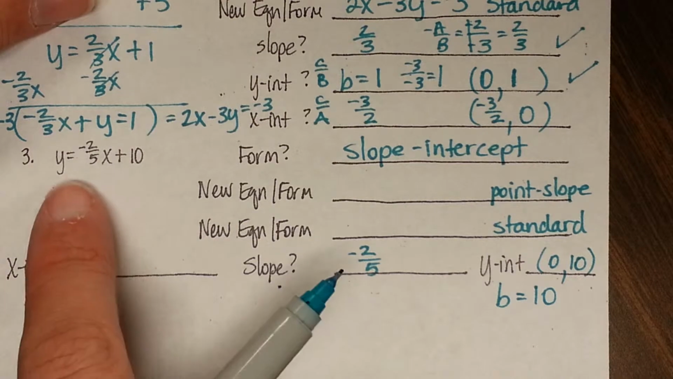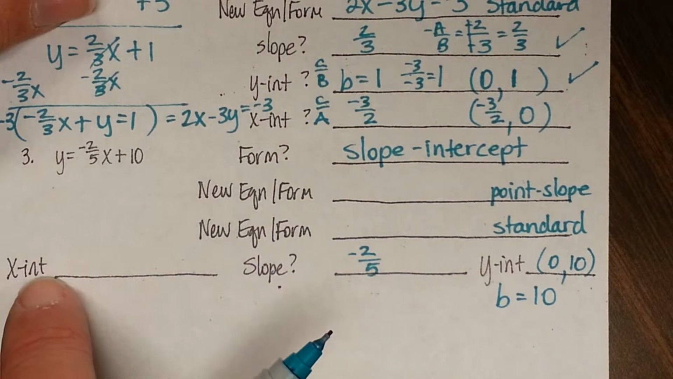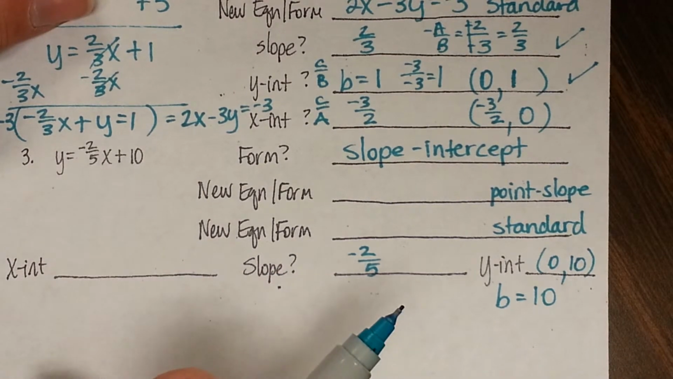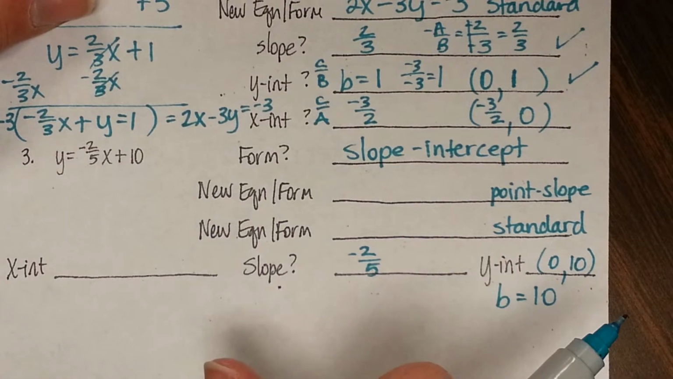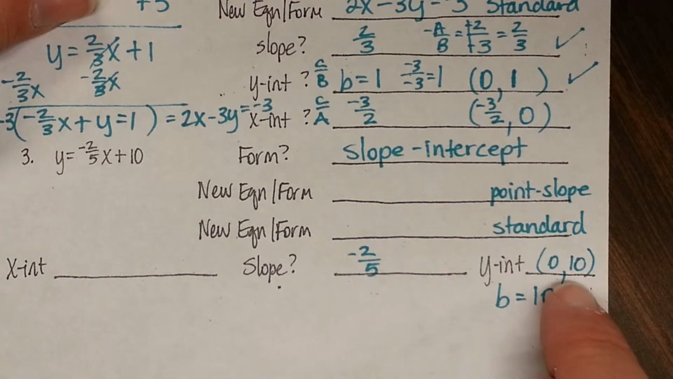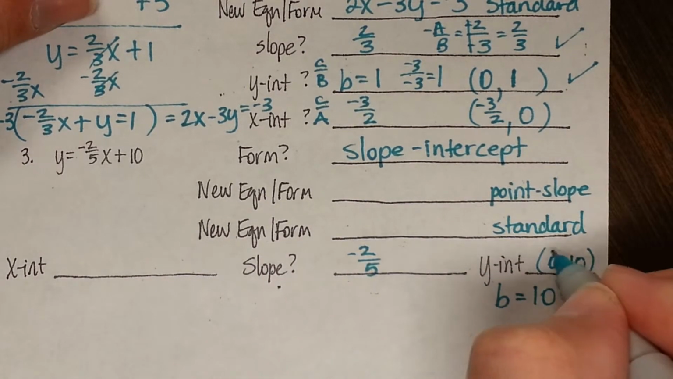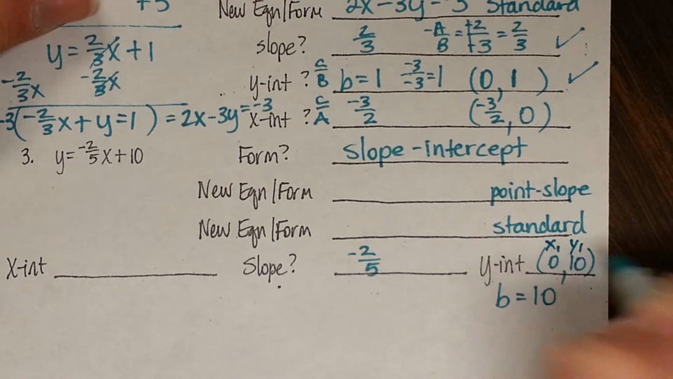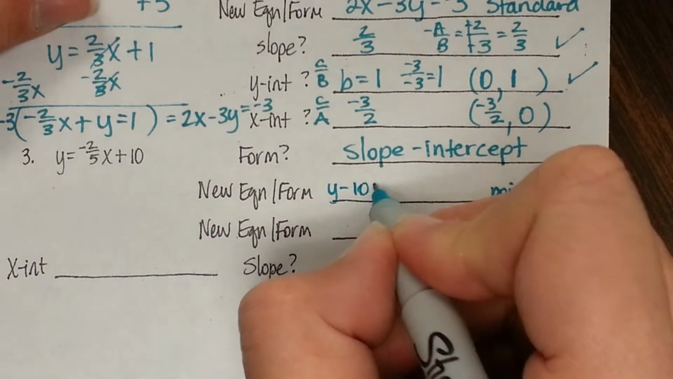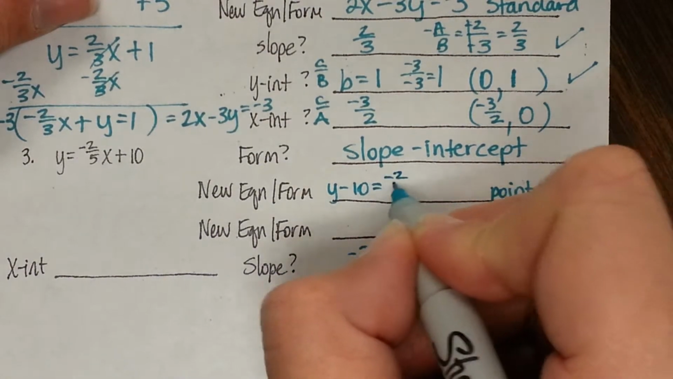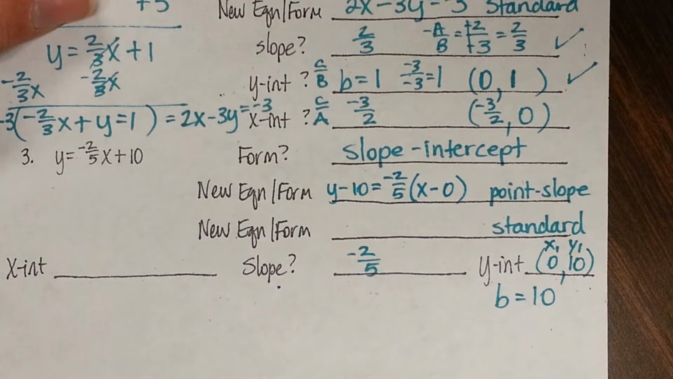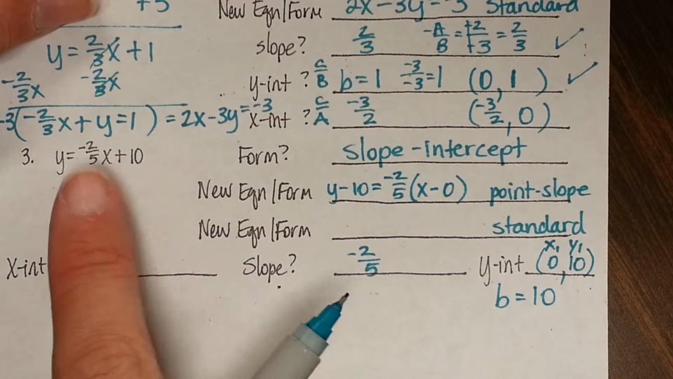We can't find our x-intercept yet just from this unless we sub in a y of 0 and then solve for x. But generally it's easiest for us to get it from standard form. We can look at that here in a second. Next, I want to create point slope form since I do know a point and I do know a slope. I'm going to treat this as x1, y1, and I will start writing y minus y1, which is 10, equals m, which is negative 2/5, open parentheses, x minus x1, which is 0. So I have an equation in point slope form that is equivalent to this slope-intercept form.